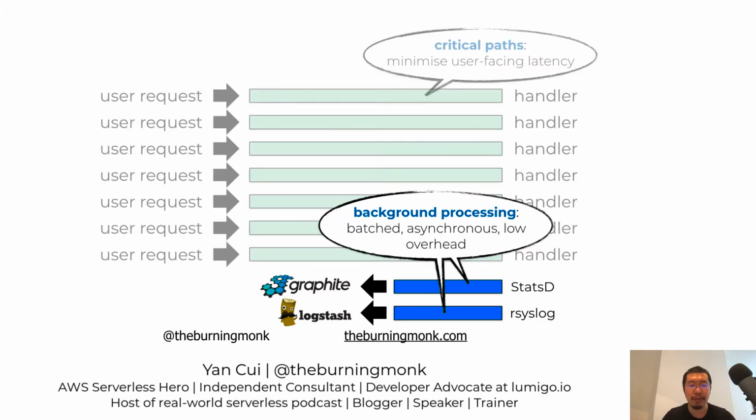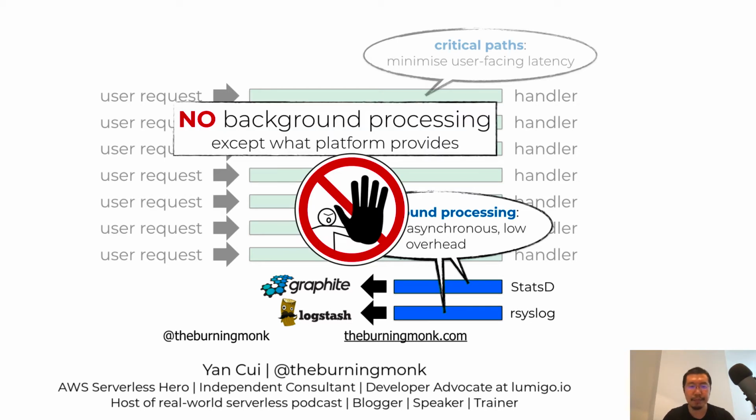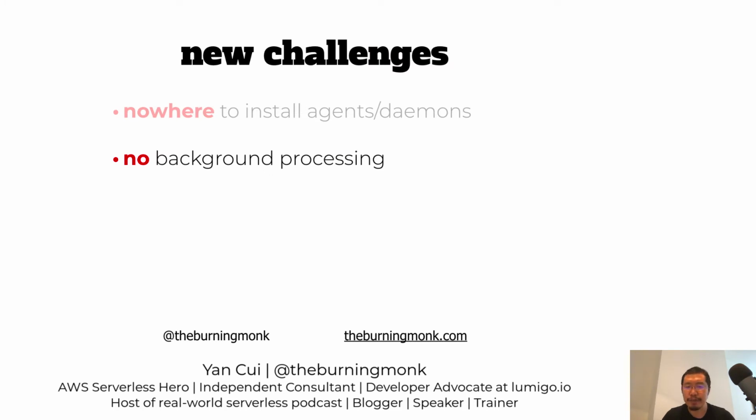So all these agents and daemons will be running in the background, collecting logs and metrics and so on asynchronously, so that they don't add overhead to your user request handling code in your web API. And then they're able to batch them and send them to backend services such as Graphite, or whatever it is that you're using to aggregate and collect your monitoring data. And with platforms like Lambda, you just lose the ability to do background processing as a whole, besides the few things that the platform does for you, which we're going to talk about in a minute. So that's quite a big shift in terms of tooling, the fact that we don't have background processing anymore.